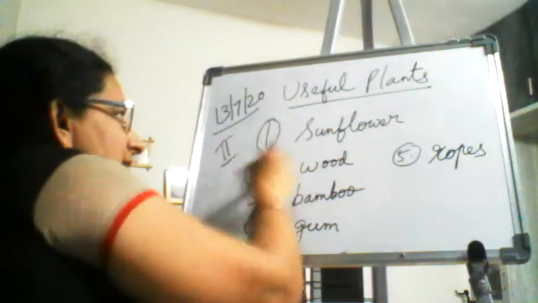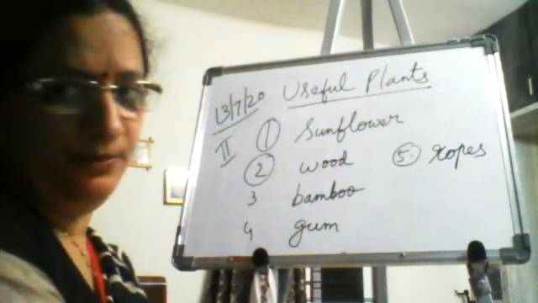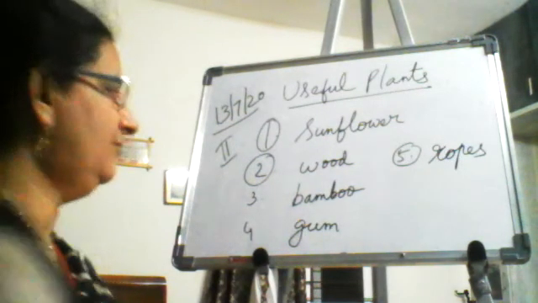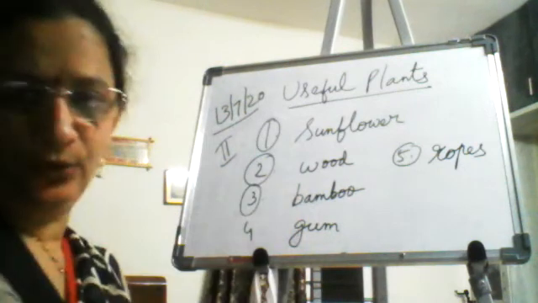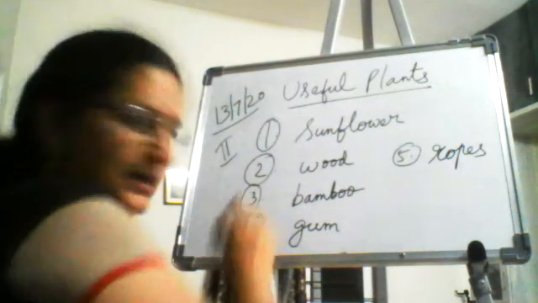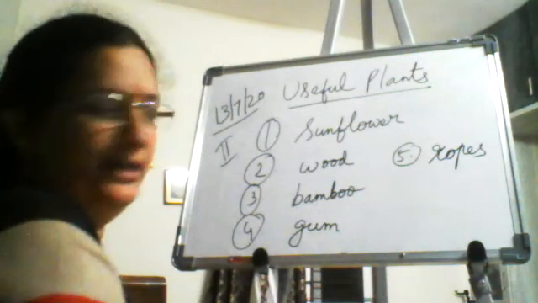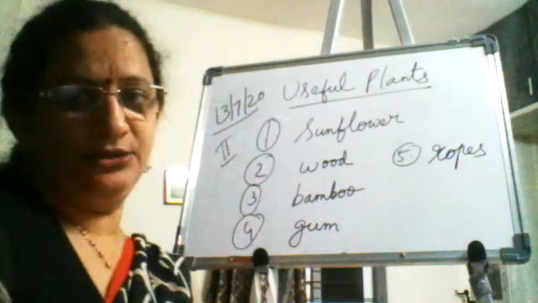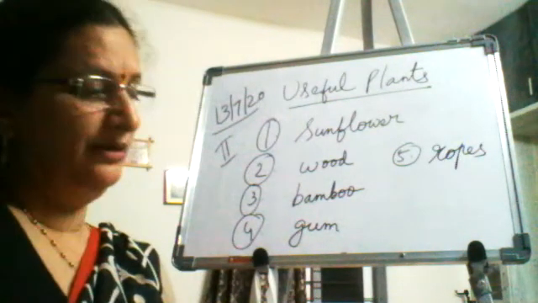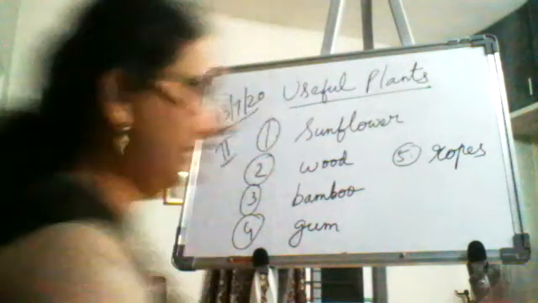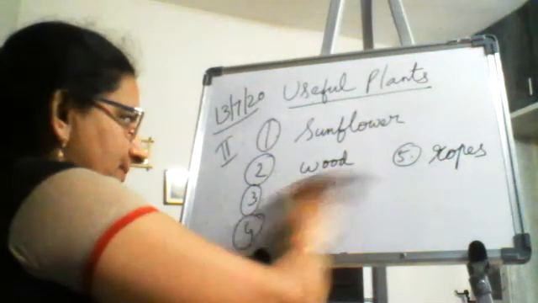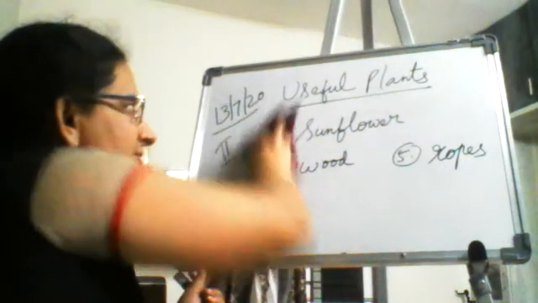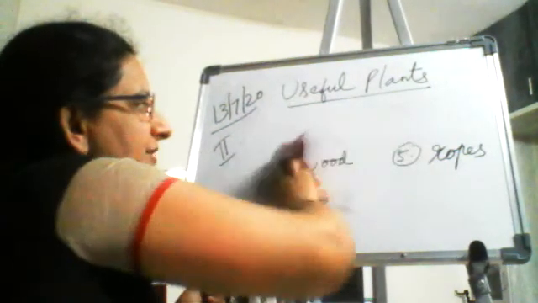First one is sunflower. Second one is wood. Third one is bamboo. Fourth one is gum. Fifth one is ropes. So you all understood how it has to be done. So we are done with question number 2 also. Now question number 3. Very easy. Your favorite, true or false.